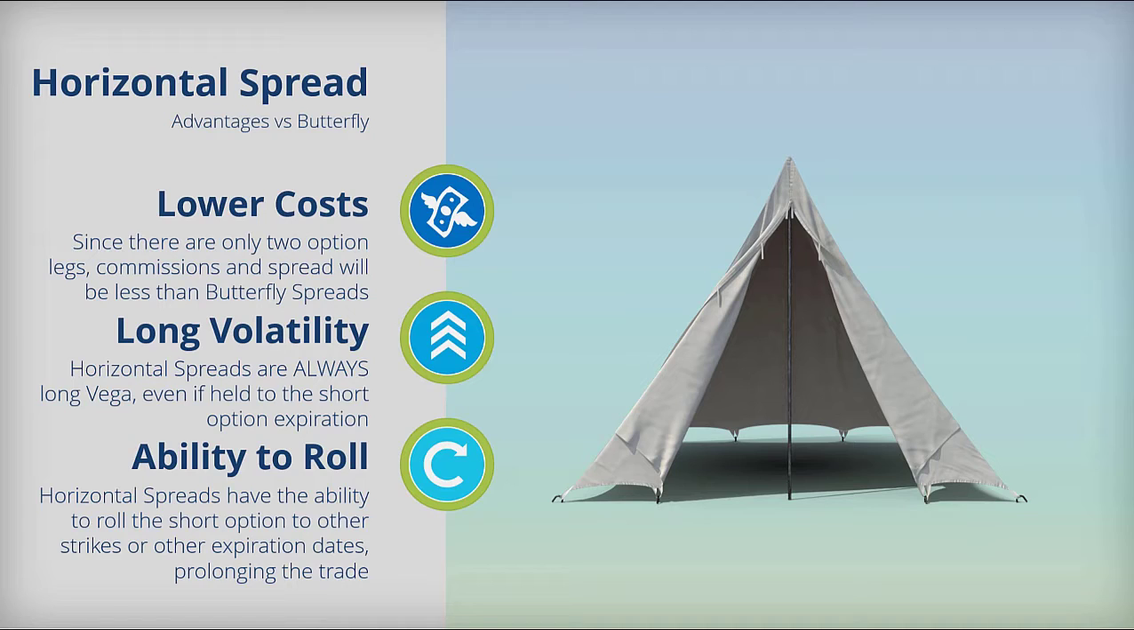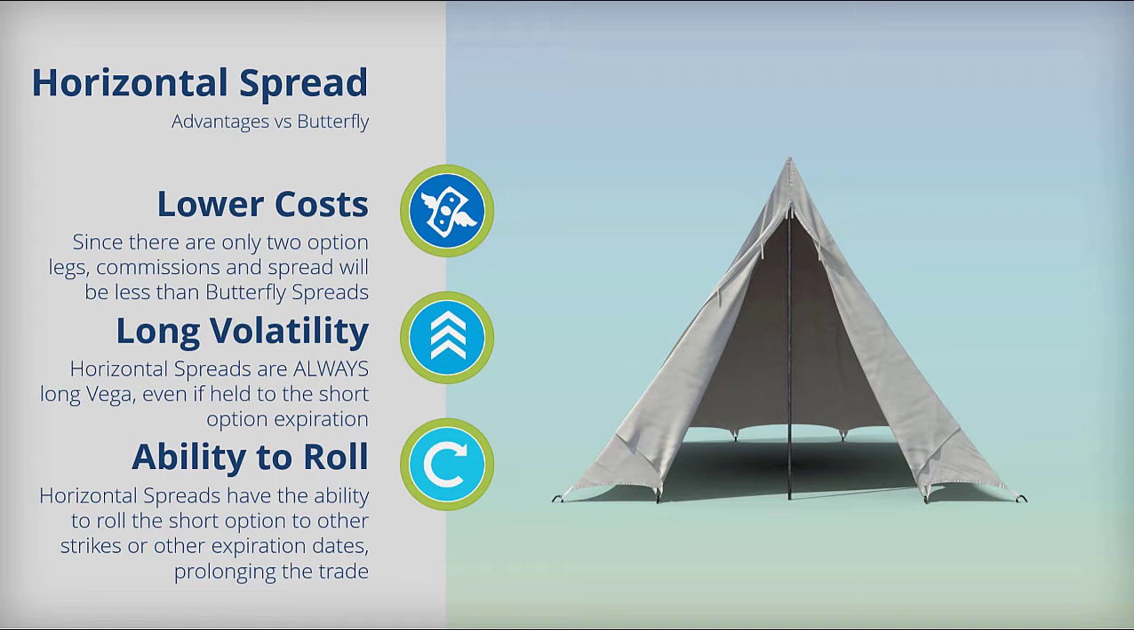Some of the advantages that the horizontal spread has is it's lower cost. There's only two options: a long option and a short option, and the long option is dated longer than the short option. So as far as costs go, you now have less in commissions, and you have fewer bid-ask spreads to manage. As far as costs go, the horizontal spread is absolutely superior when you look at just the cost of putting on the trade.